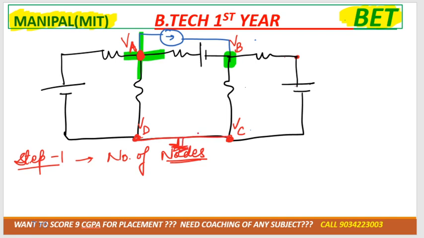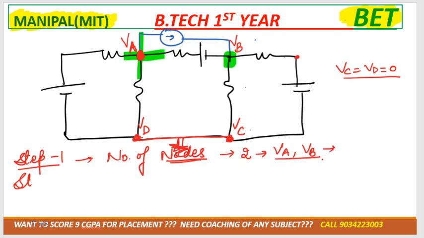And this one grounded means the potential is 0, so we can say that VC is equal to VD is equal to 0. Now we have found the number of nodes, means we'll have 2 nodes. One of the nodes is VA, one of the nodes is VB. Then we'll have 2 variables, and we need to get 2 equations. Correct? Any doubt up to here?